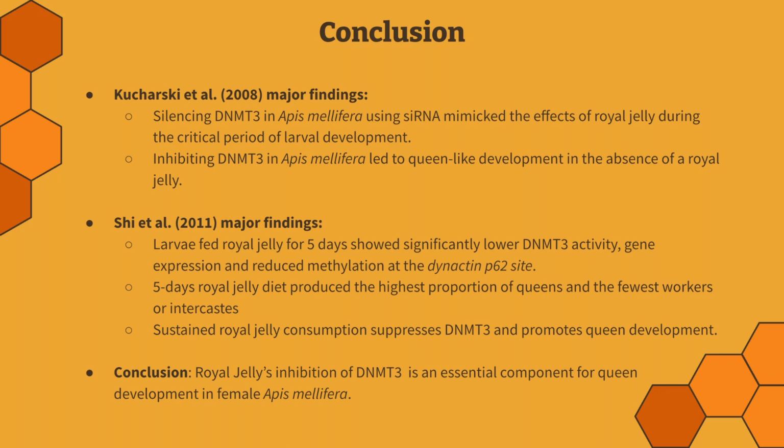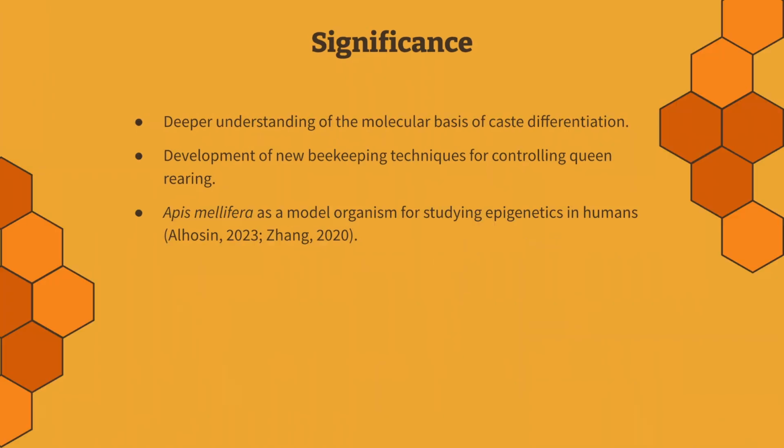Overall, these results suggest that royal jelly likely suppresses DNMT3 activity, leading to reduced DNA methylation and the expression of queen-specific genes. These findings are significant on many different levels. On face value, Kucharski and Shi's research provide a deeper understanding of the molecular basis by which caste differentiation occurs, opening the door for further advancements in honeybee biology.